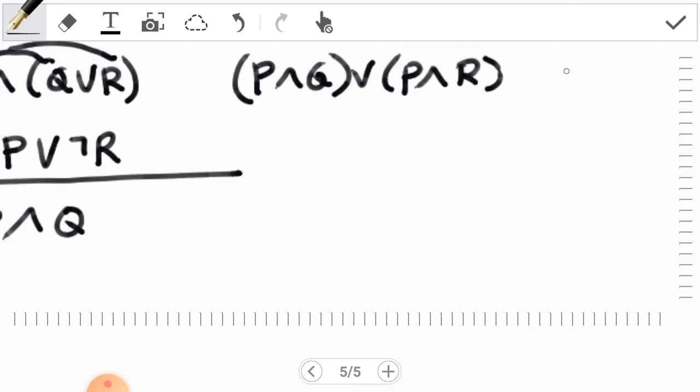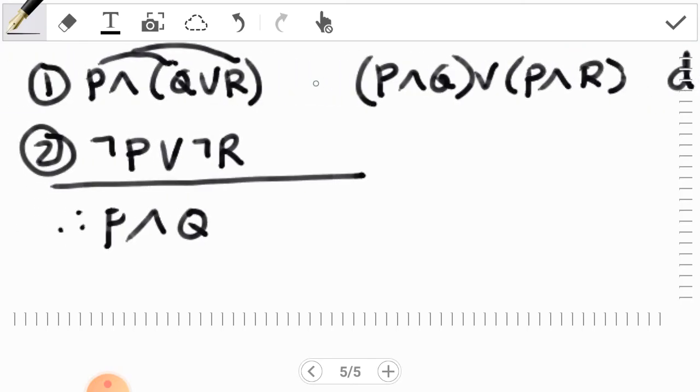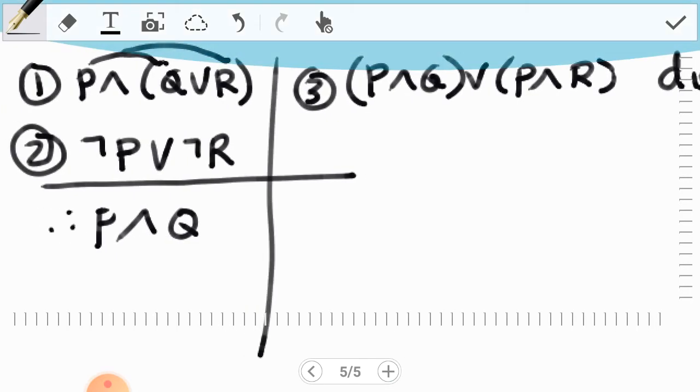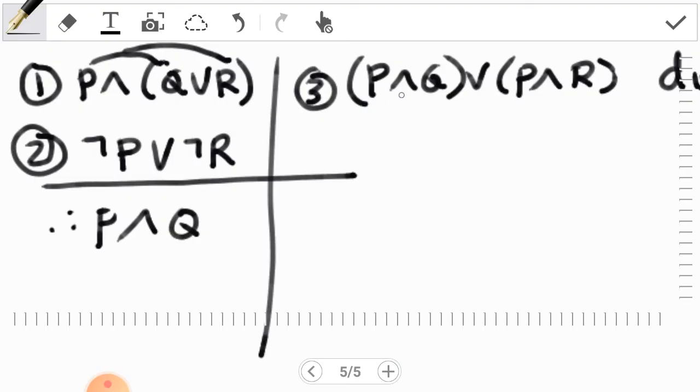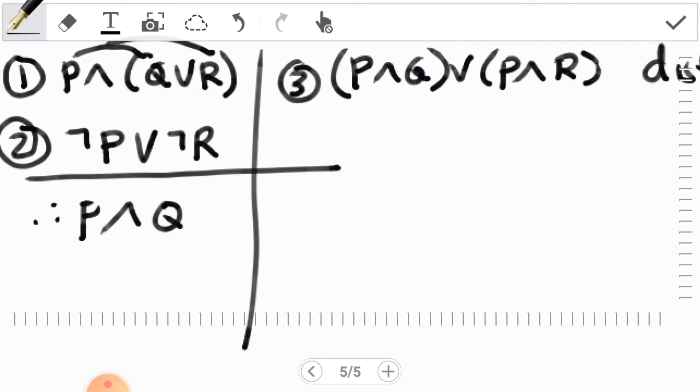What was that? That's just the distributivity rule in line number 1. So this will now be called the third premise. We have P and Q, we just distributed P and Q or P and R. Then from there, what can we do next?